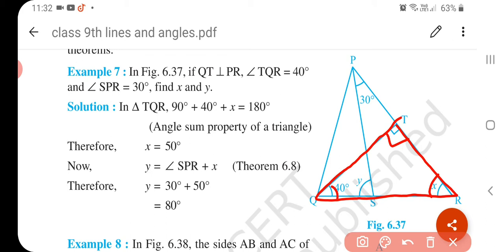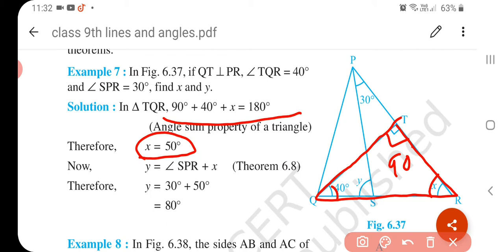By the angle sum property, angle A plus B plus C is equal to 180. So 90 plus 40 plus X is equal to 180 degrees, angle sum property of a triangle. So X is equal to 50 degrees.